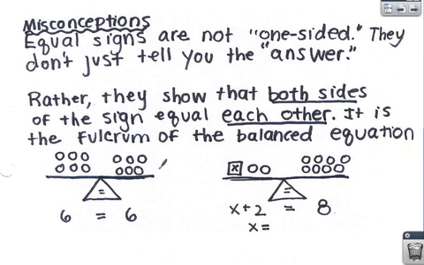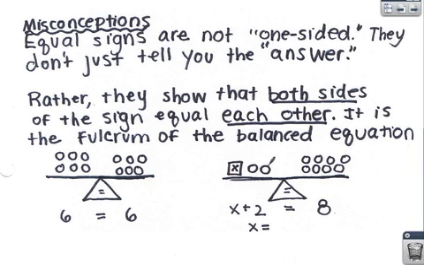So for example, if I have 6 marbles that all weigh the same amount, and I have 6 marbles on the other side that all weigh the same amount, then my scale will be balanced, because 6 equals 6. Neither side is heavier or lighter than the other, and therefore it's not tilted. It's balanced.